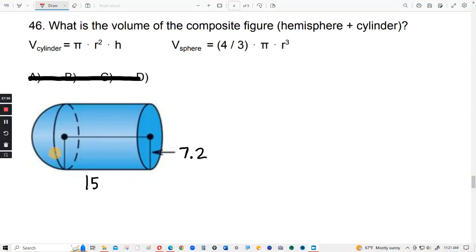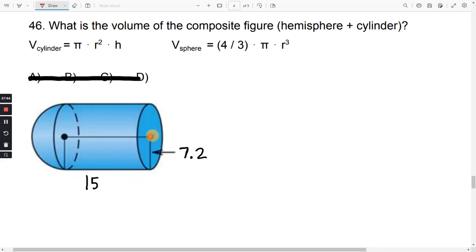Alright, so this is a cylinder, this is a hemisphere, and this here, going from the center of the circle to the circle itself, that's a radius. So that equals r. And this right here is the same length. So that is also the radius for the hemisphere, 7.2. Alright, and this distance from here to here, that's 15. And that is the height for the cylinder. So this right here, the 15, is the height. So we have to add the hemisphere and the cylinder.